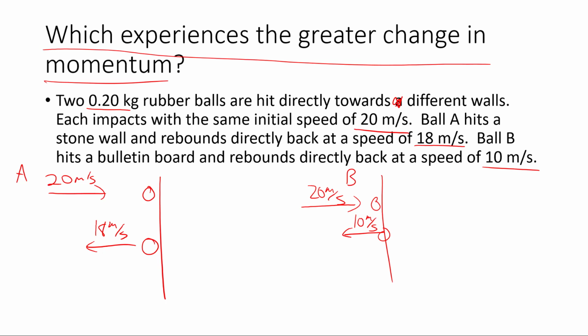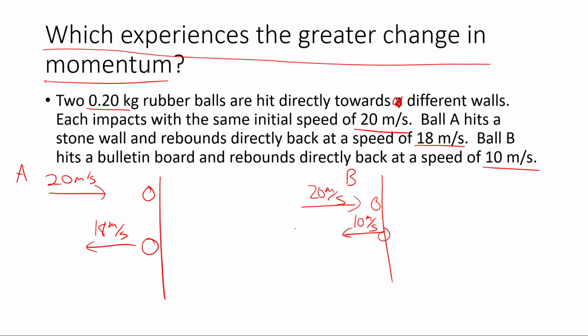So you might say that the one with the greater change in momentum is B, because it starts out going at 20, it ends up at 10. That's a difference of 10. But we're not thinking in terms of those speeds as a vector. Let's actually calculate our changes in momentum.